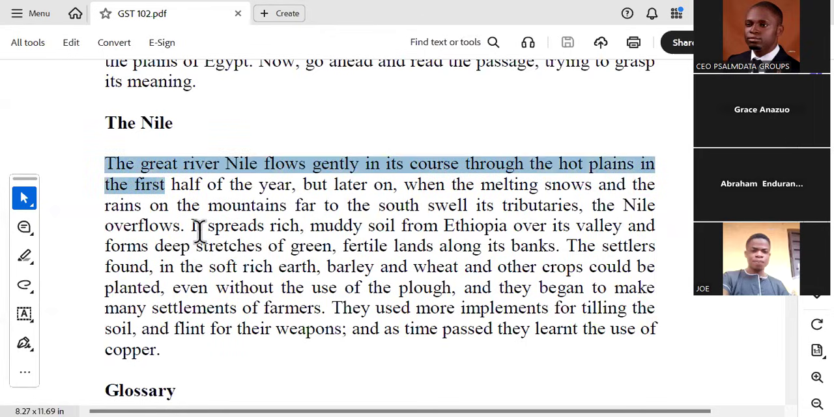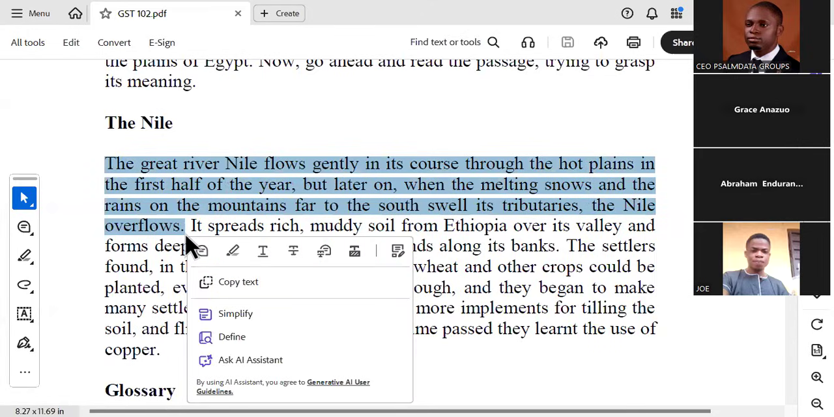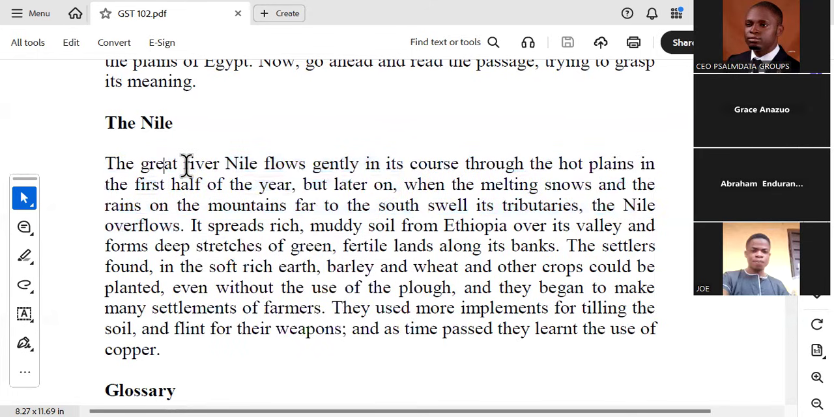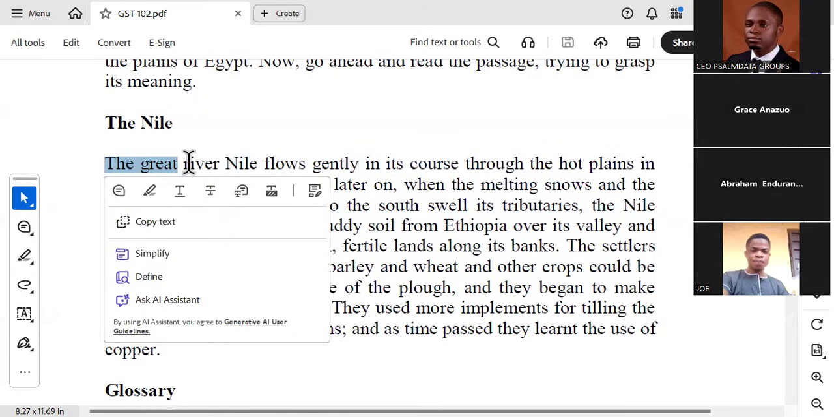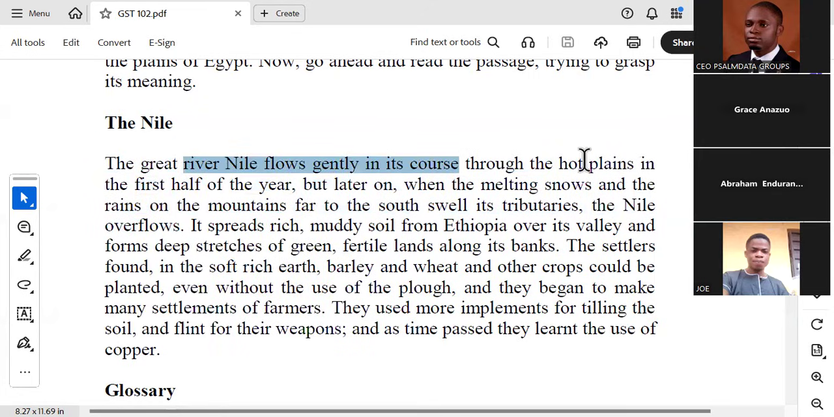The sentence, what should we remove? It's just what we did yesterday, the same thing. We'll remove the "great", then we just start. I'm also suggesting the "great" one. Yes, okay, "great" is out of it. So we start: River Nile flows gently in its course through the hot plains in the first half of the year, and so on and so forth.